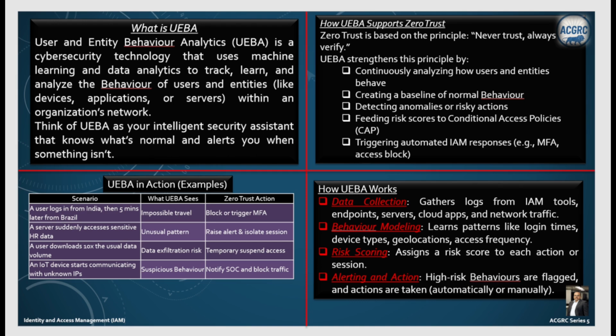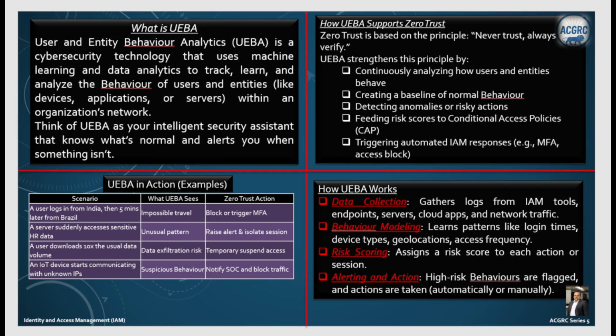Example: a user logs in from India, then 5 minutes later he logs in from Brazil. What does UEBA see? It's impossible to travel. So what would zero trust do? Block or trigger an MFA. Second scenario, a server suddenly accesses sensitive HR data. This is an unusual pattern as per UEBA. Hence, zero trust will raise an alert and isolate the session.